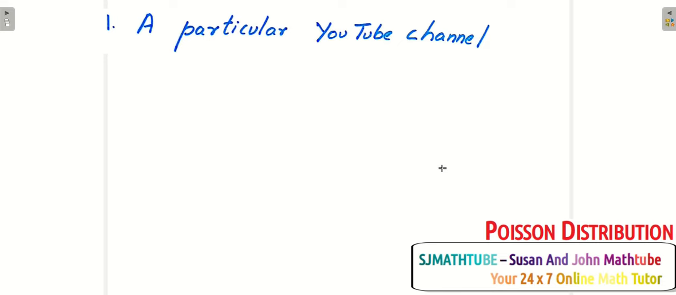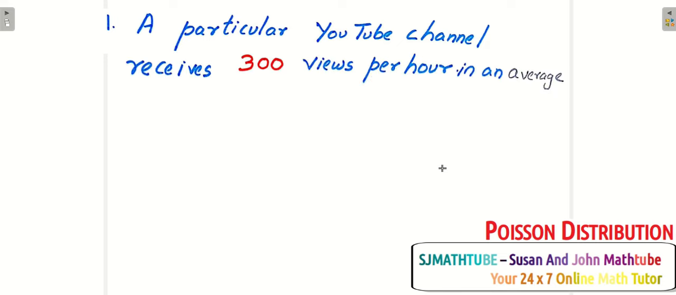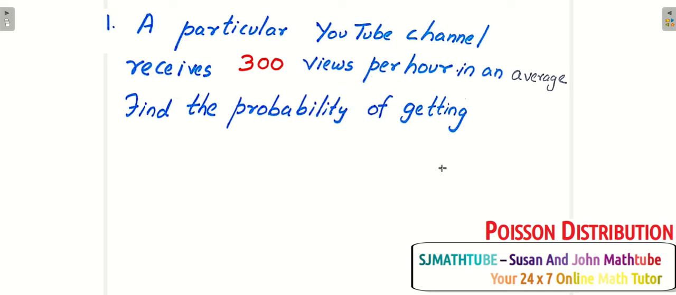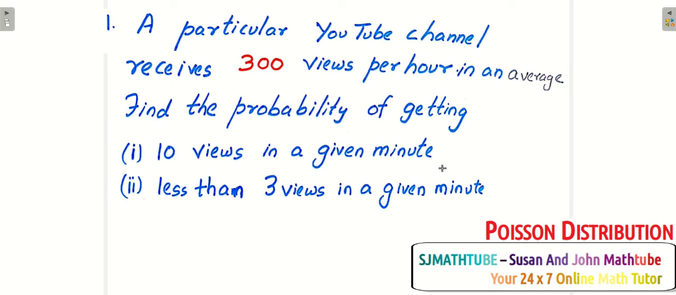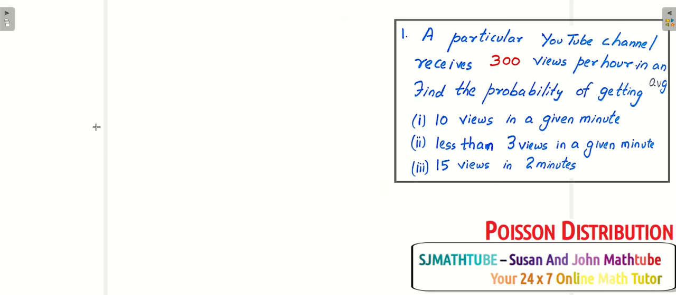So look at this. A particular YouTube channel receives 300 views per hour on average. So find the probability of getting 10 views in a given minute. And the second one, less than 3 views in a given minute. And the third one, 15 views in 2 minutes. Okay, so I have the question over here.